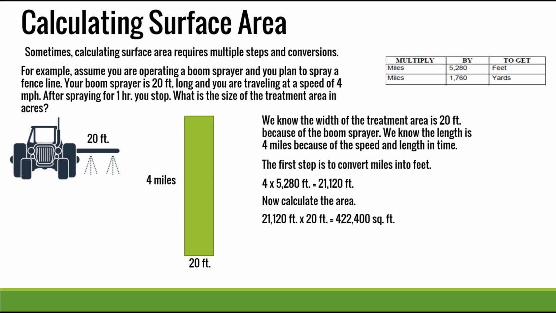21,120 multiplied by 20 is equal to 422,400 square feet. Now the last step is to convert the square feet into acres. 422,400 square feet divided by 1 acre, or in this case 43,560, is equal to 9.7 acres.